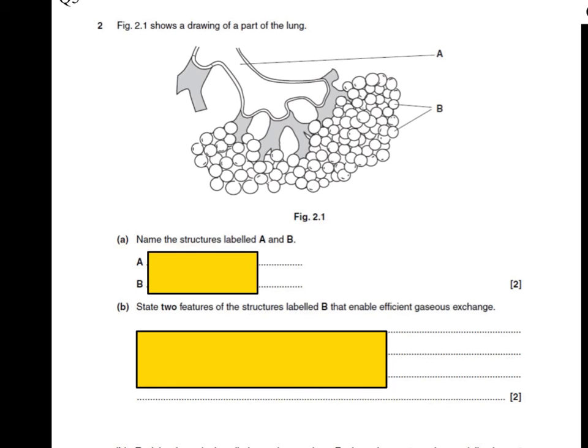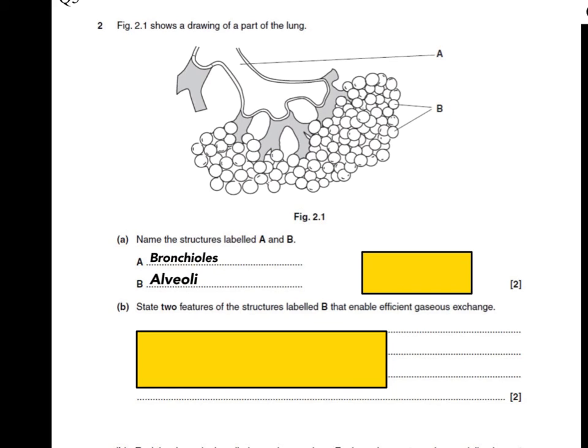There's not any explanation here. You just have to know that these are the bronchioles and these are the alveoli. Remember, you have the bronchi up here and then the trachea at the top.